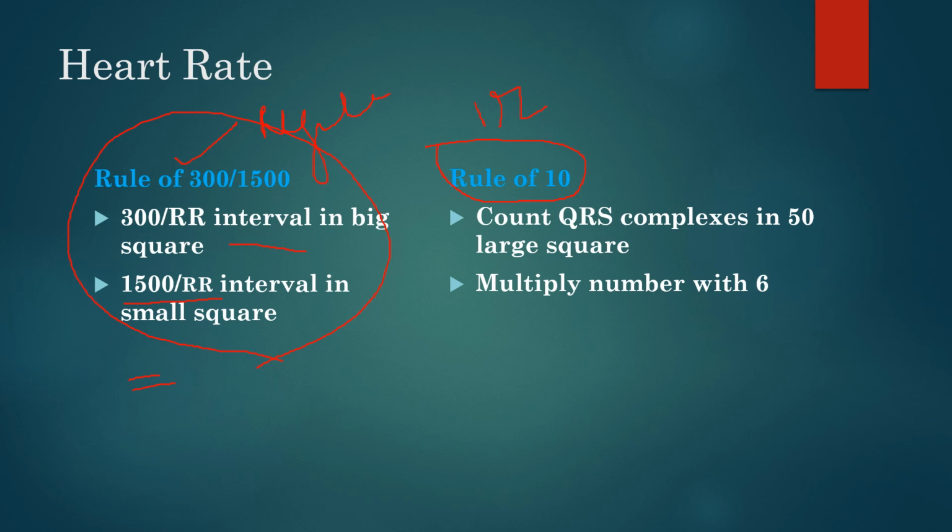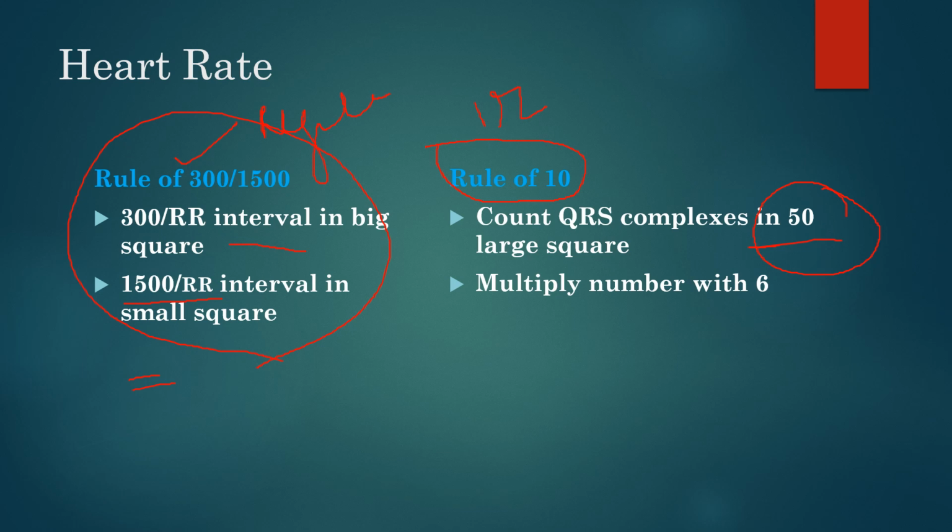In this scenario, we can't calculate the exact heart rate, but we can take a mean by counting the QRS complexes in 50 large squares. If the ECG paper speed is 25 mm per second, that is 5 large squares per second, then 50 large squares means the ECG will travel 50 large squares in 10 seconds.